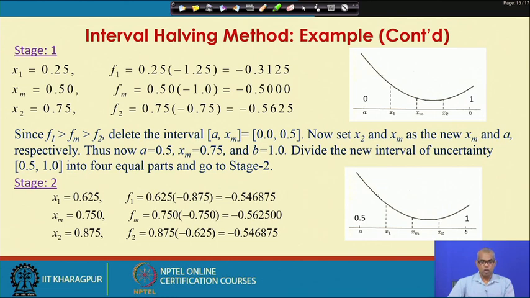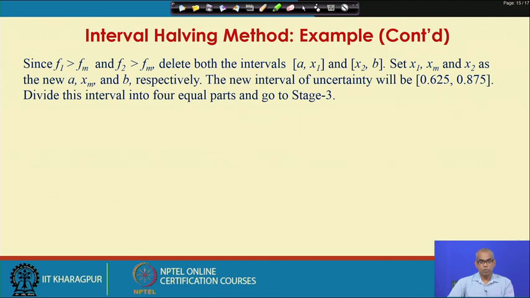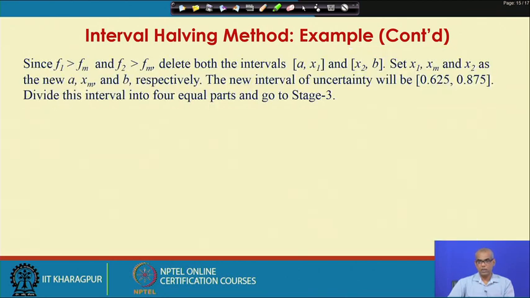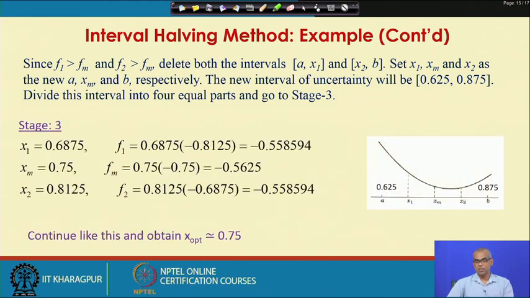So, x1, xm and x2 are obtained as 0.625, 0.750, 0.875. So, basically you divide 0.5 by 4. Function values f1, fm and f2 are obtained. And here you see f1 is greater than fm and f2 is greater than fm. So, we delete a to x1 and x2 to b. So, now again we set x1, xm and x2 as new a, xm and b. The new interval of uncertainty now will be 0.625 to 0.875. Again you divide this interval into 4 equal parts. And let us go to the next stage.